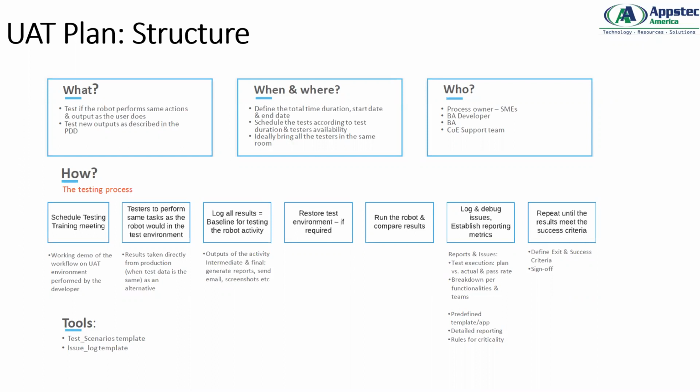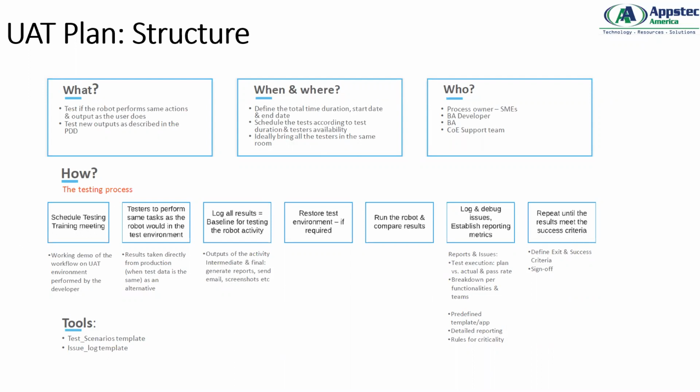Now who's going to do this? The process owners, the BA, the developer, and the COE. So you might have your support team, you might have your business team, and you have your developers along with yourself as a business analyst, right? Then how are you going to perform the testing? That's the phase we have already discussed. So you have your scheduled testing and your training team. The testers perform the task that the robot is eventually carrying out.